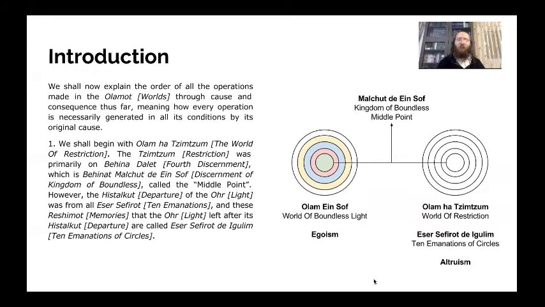So what we're going to be talking about is going over the phases from 4.3 before the barrier until after the barrier. And we have the Olam Ein Sof, the world of boundless light, which is basically, we've gone over these phases many times. It's basically egoism, where you're building all the different phases within you. So you've got the root phase, which is preparation.